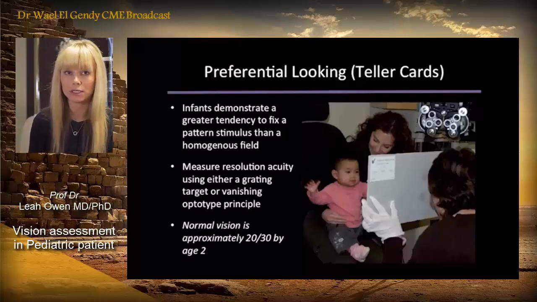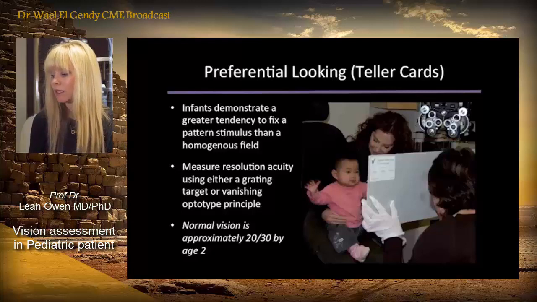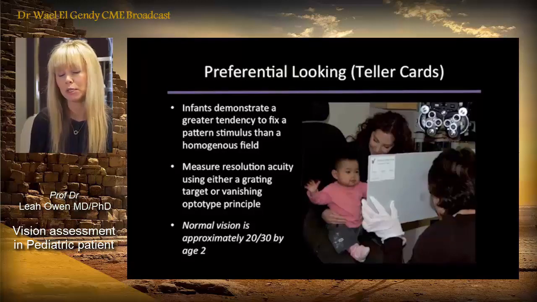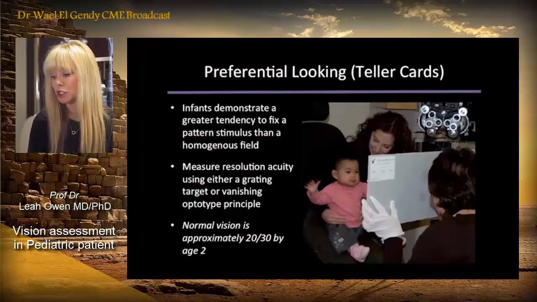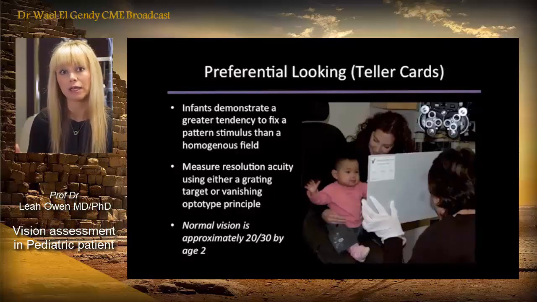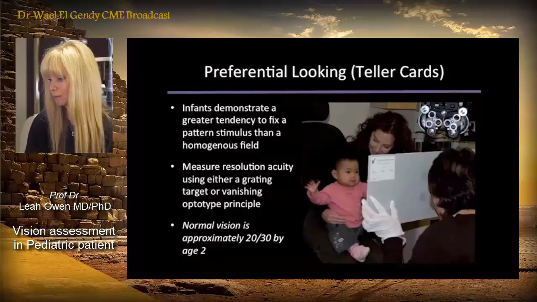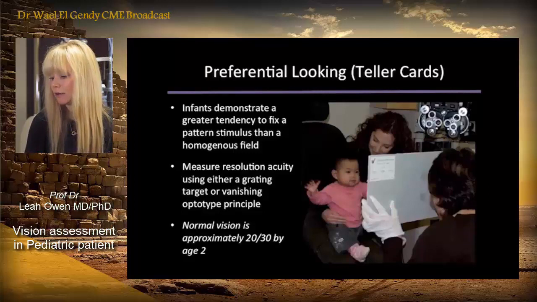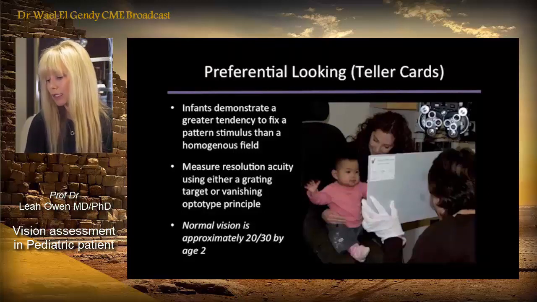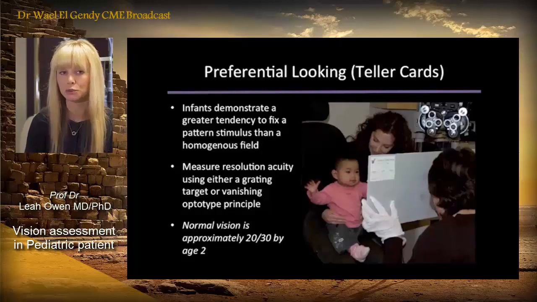And this is done, as you can see pictured, with both eyes open. The examiner is behind the pictures being presented to the child because you don't want anything distracting the child's gaze. And so the examiner is actually looking through a little peephole that's designed in the test itself to determine which pattern stimulus the child will look at. And as the child will look at a more fine pattern stimulus, you can approximate that they're having improved vision with that. And so you can see here that normal vision is approximately 20/30 by age 2 when testing with this modality.